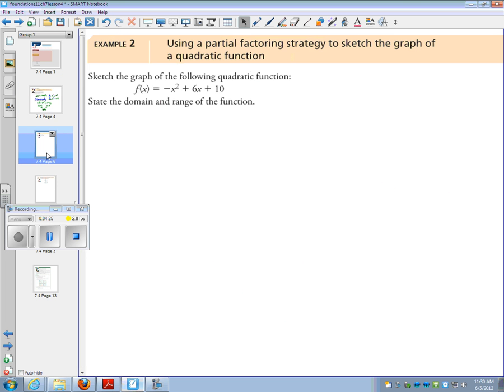Okay, it says sketch the graph of the following quadratic function. F of x equals -x squared plus 6x plus 10. State the domain and range. Okay, so what we have to do is follow the same steps.